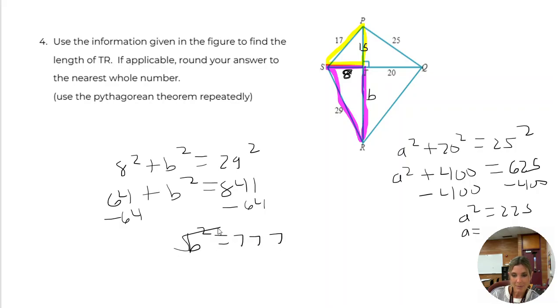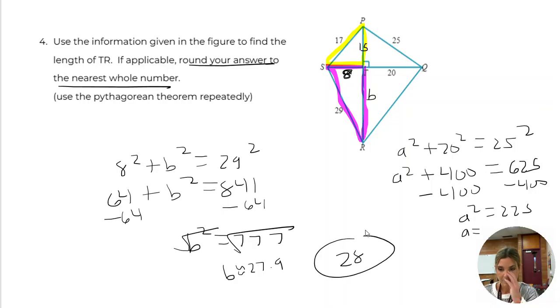Our next step is to square root 777, and we end up with 27.9. This also said round your answer to the nearest whole number, which would be 28.